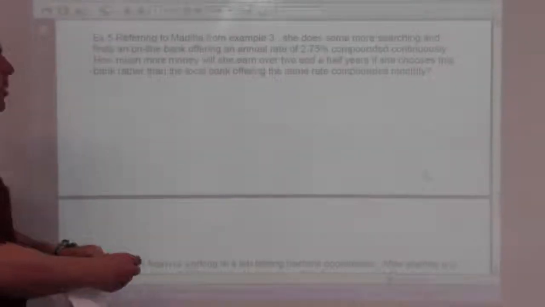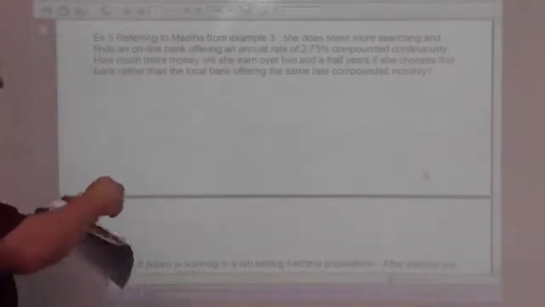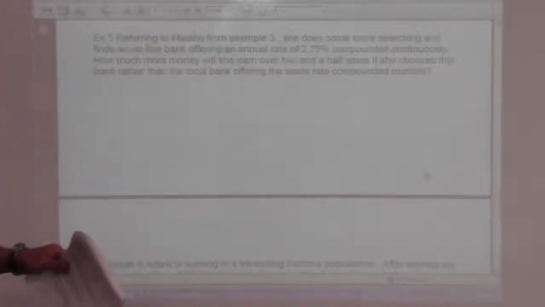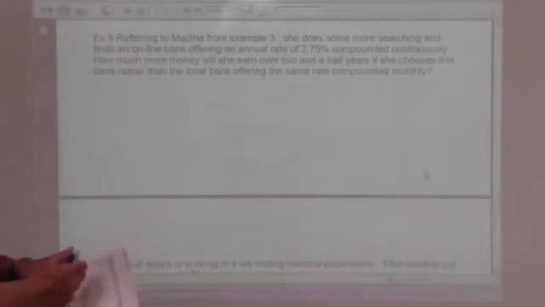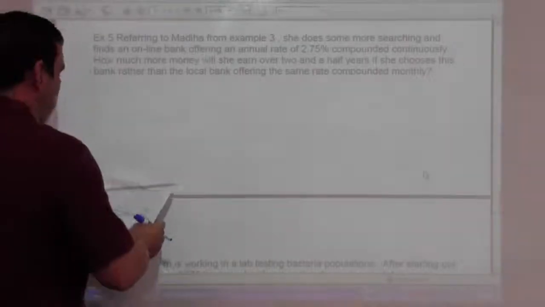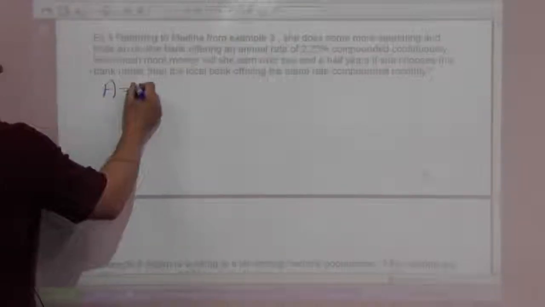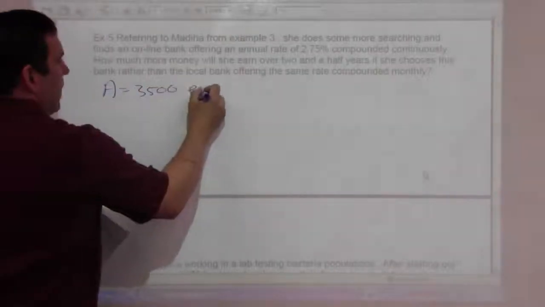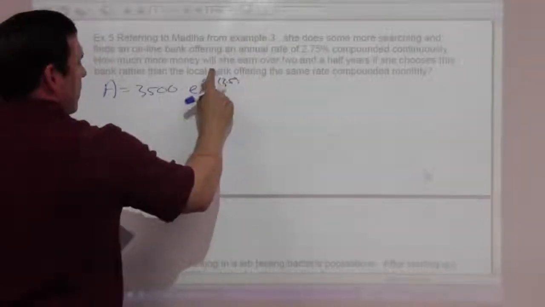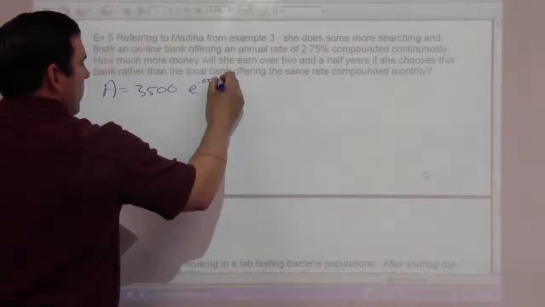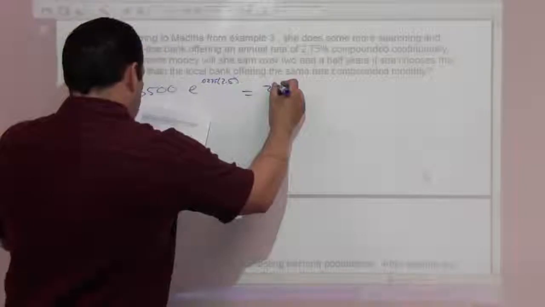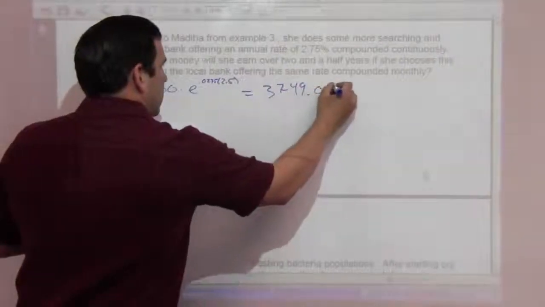Referring to Medea from example 3, she does some more researching and finds an online bank offering an annual rate of 2.75% compounded continuously. How much more money will she earn over 2.5 years if she chooses this bank rather than the local bank offering the same rate compounded monthly? So the amount is going to be 3,500 times e to the R, that's 0.025, times T, 2.5. No, sorry, it's 0.0275 here. And that's going to be $3,749.09.